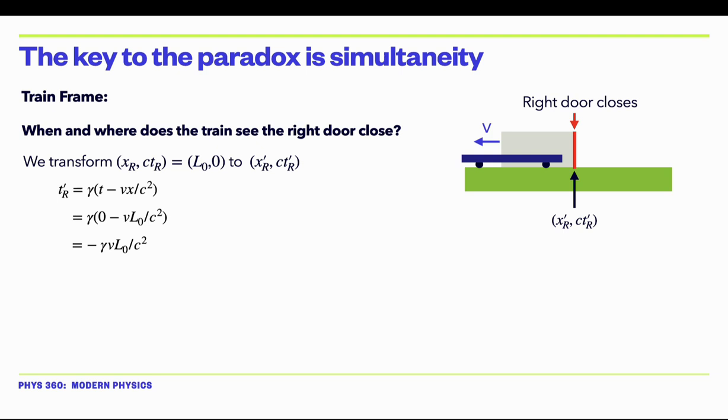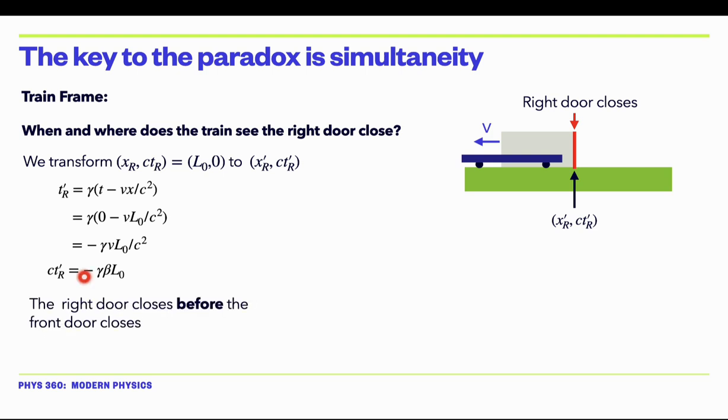And we get this expression that the time in the train frame is gamma v L0 over c squared. If we multiply both sides by c and then combine the v over one of those c's to make a beta, we get that ct prime equals minus gamma beta L0. Okay, so a pretty simple expression for the time at which that door closes in the train's frame of reference.